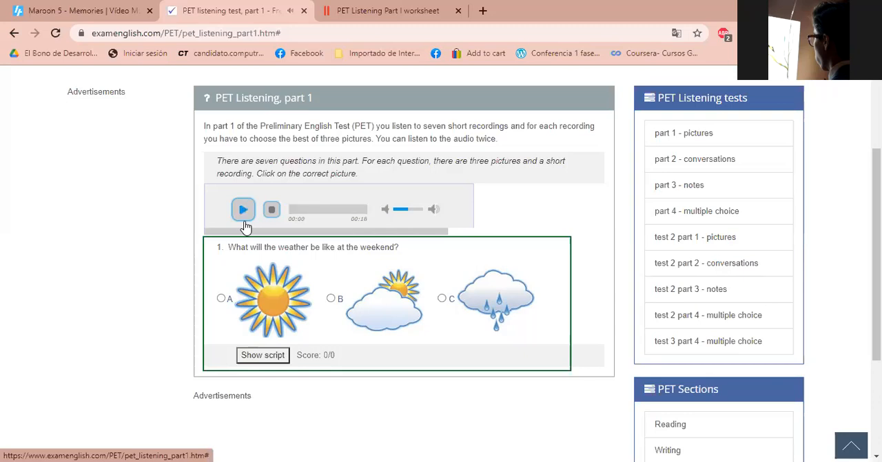Which one is the right answer in this one? Okay, I have B and C. Most of you did right. The right answer is letter B. Why do we know that it's letter B? Can somebody tell me why did you choose letter B? Anybody? ¿Quién me quiere contar por qué eligieron la B?